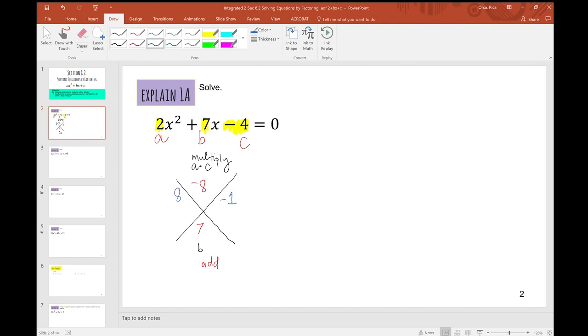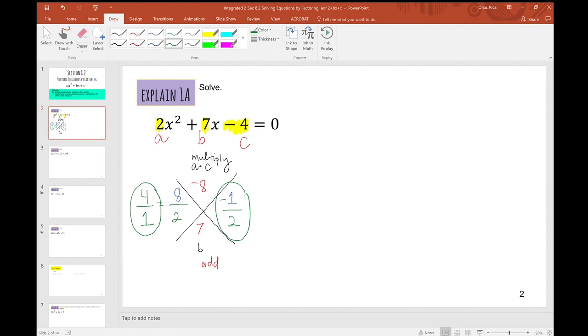Now that you have those numbers, you want to take those numbers and divide by whatever a is. And a is 2. And then reduce your fractions if possible, but keep your answer in fraction form. 8 divided by 2, we can reduce that. 8 and 2 are both divisible by 2. 8 divided by 2 is 4, and 2 divided by 2 is 1. And I'll circle it because that's done. The negative 1/2 cannot be simplified, so I'll go ahead and leave this fraction as is.